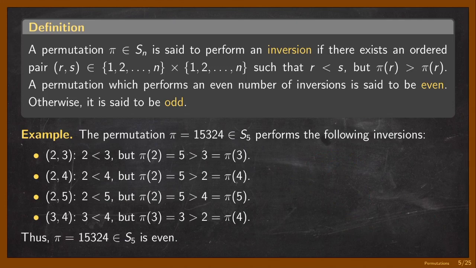If you count the number of inversions a permutation performs, that is either even or odd. So we will say that a permutation is even if it performs an even number of inversions. Otherwise, we will call it odd. So in the case of this example, the permutation pi is even because it performs 4 distinct inversions, which is even.